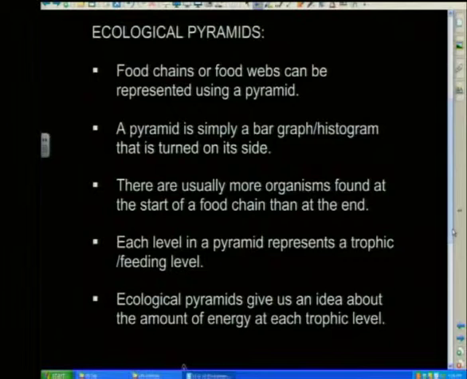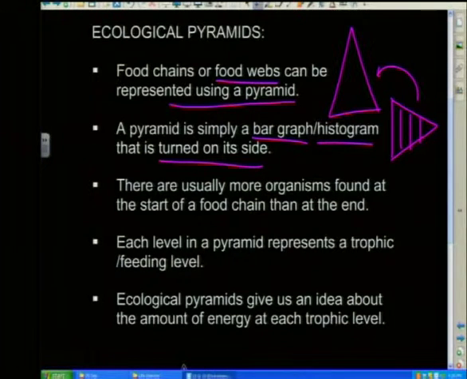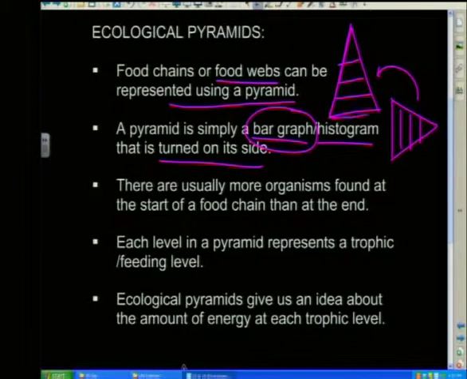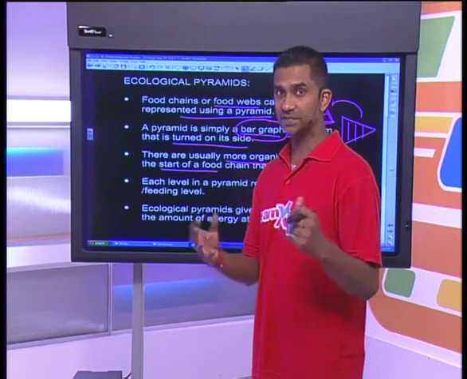So food chains and food webs can be represented using a pyramid. A pyramid is simply a bar graph or a histogram that is turned onto its side. And if you look at it carefully, that essentially is a pyramid. And if we were to turn this around, that would give us a pyramid. So we could call a pyramid a representation of a bar graph where we orientate the graph so that it gives us the shape of a pyramid, as you'd see there. There are usually more organisms found at the base or the start of the food chain than at the top. When we look at examples as we go through, we would see that the base of the pyramid is normally larger. It is an indication of a larger number of organisms or more energy available at that trophic level.